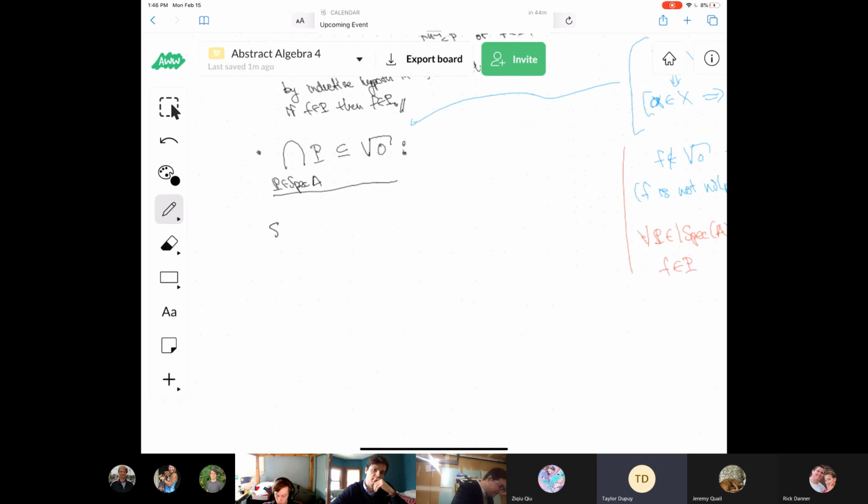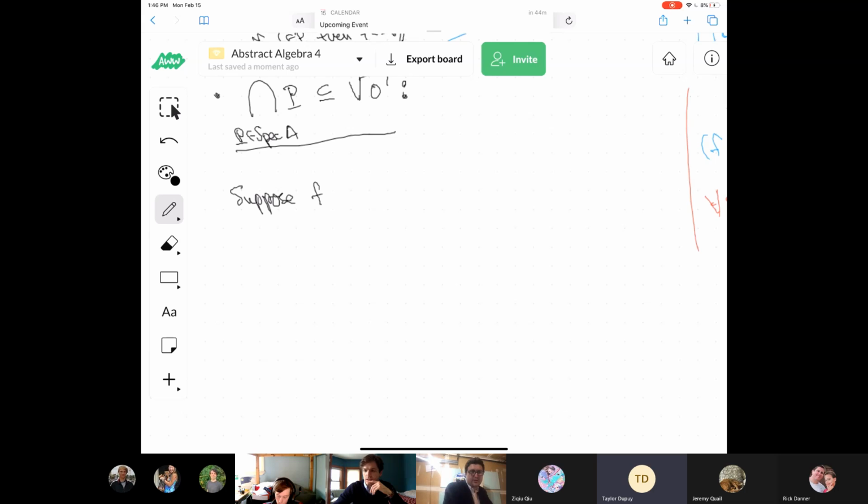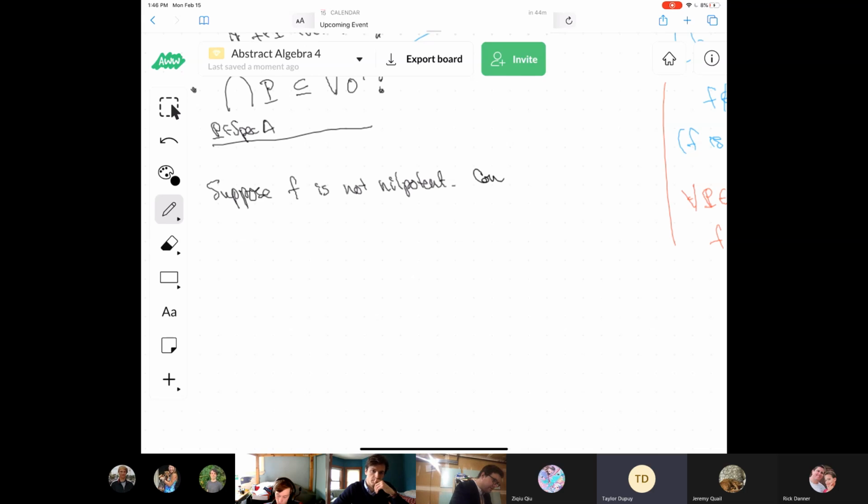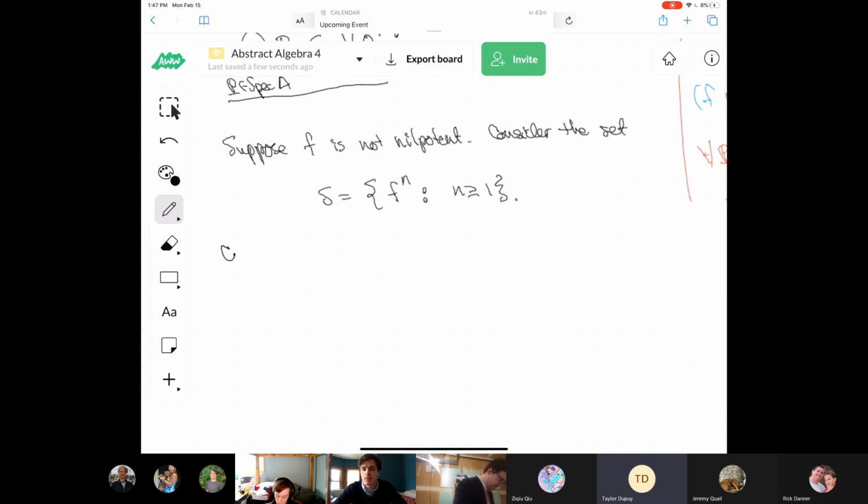So suppose F, we're doing the same sort of trick as when we constructed a maximal ideal. Suppose F is not nilpotent. Consider the set S, which is the set of all powers F to the n for n greater than or equal to 1. And then we consider the collection of ideals.